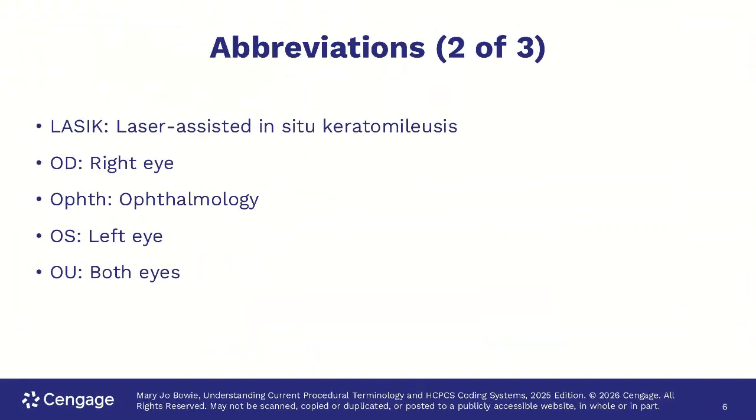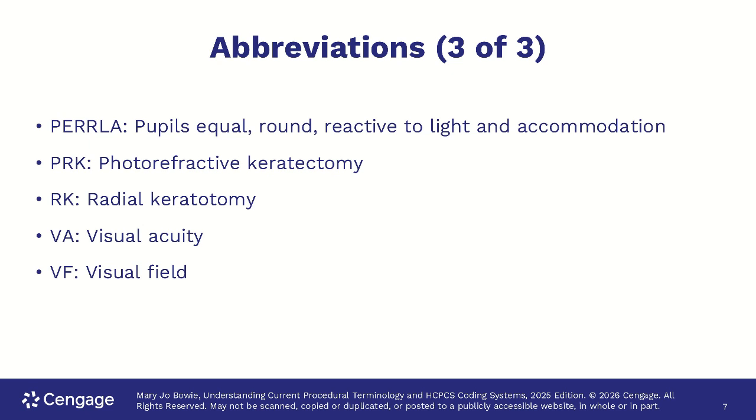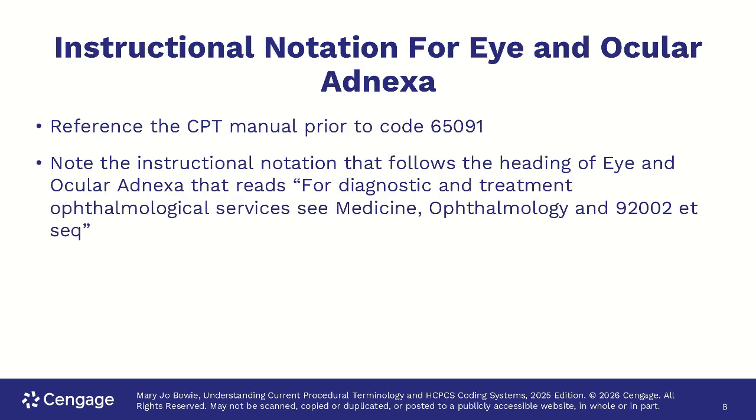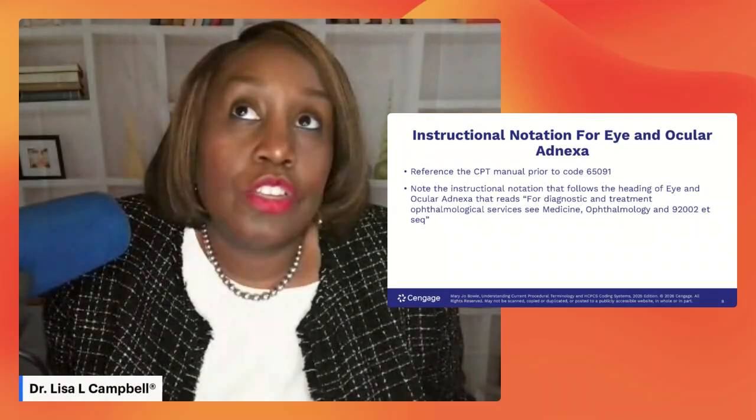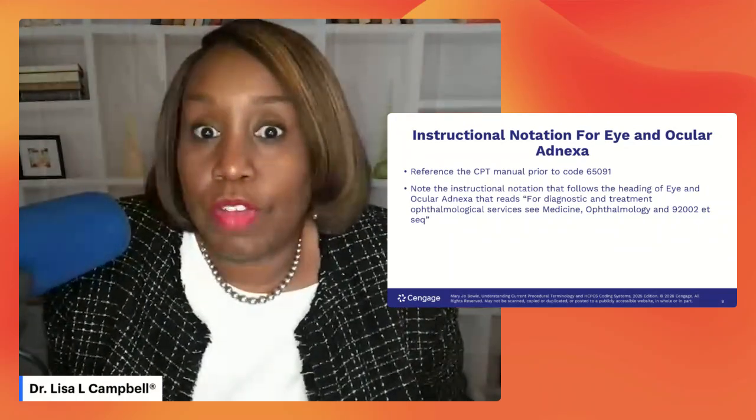All right, so back to the abbreviations, and here are some more. Now, if you don't know by now, you should know that there are so many instructional notes. One instructional note in particular tells you that for diagnostic and treatment ophthalmological services, see the medicine section, because there are some codes there. So I'm going to come back over here for a minute.